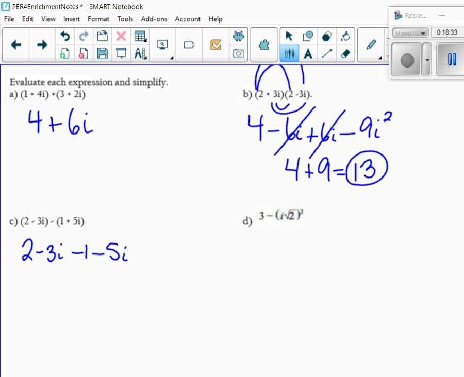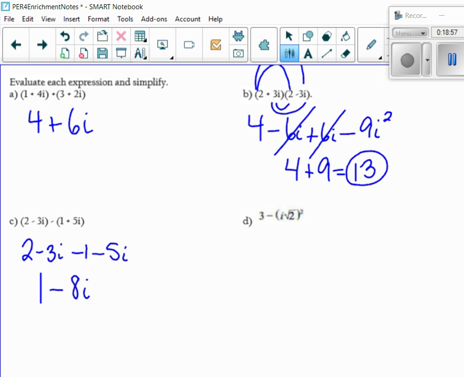Now we're going to combine like terms. So what would we get? 1 minus 8i. Because minus 3 and minus 5. Yeah? And could I simplify that any more? No.